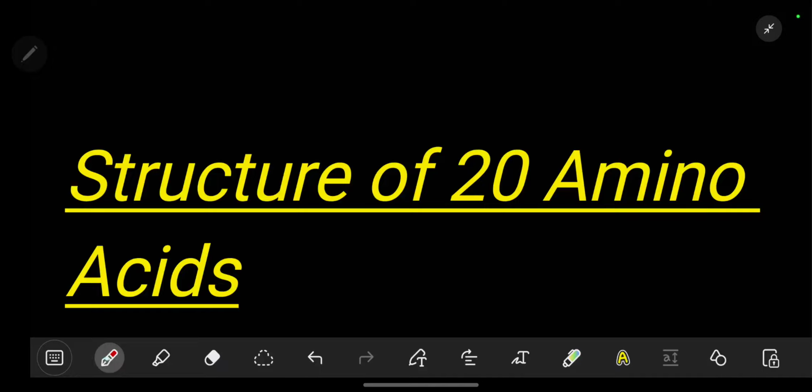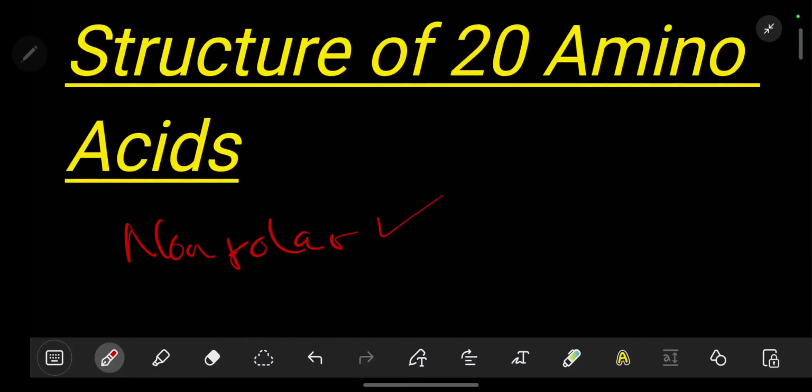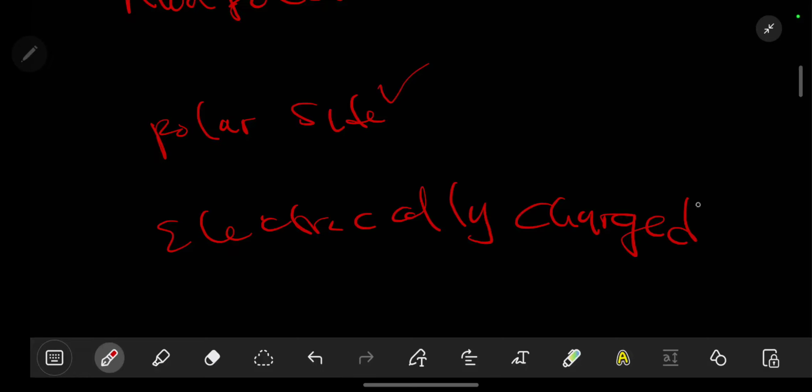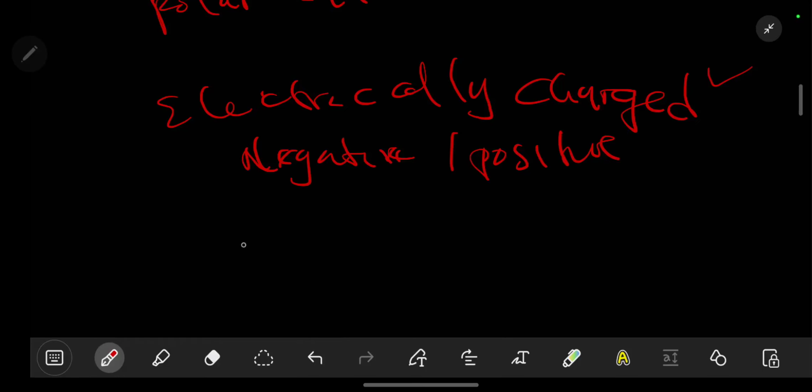So here today we are going to be drawing the 20 amino acids. We are going to group them into the non-polar, those that do not dissolve in water. We have the polar, those that dissolve in water. We have the electrically charged, which can be negative or positive. So those are the electrically charged. So let's begin. Let's start with our non-polar.